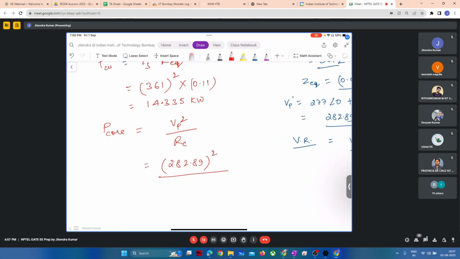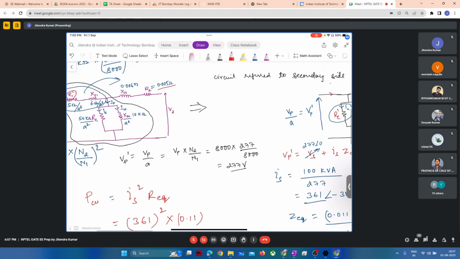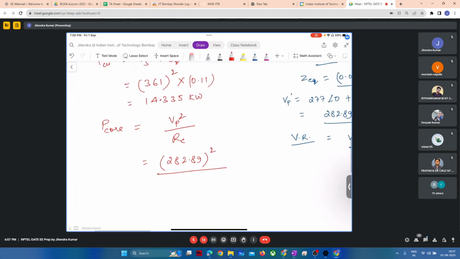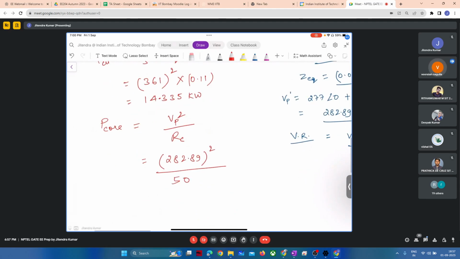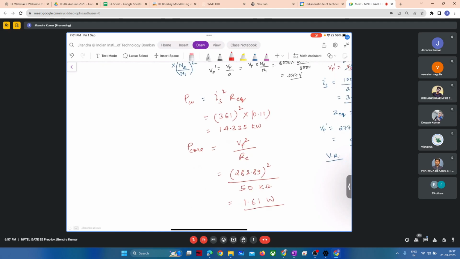divided by RC, and RC was nothing but 50 kilo ohm. So it is 1.61 watt. Okay, great. So core loss is very less compared to the copper loss. And now is the time to compute the efficiency of the transformer.